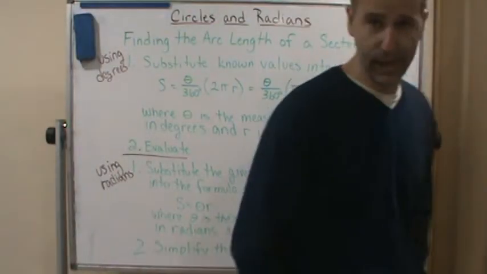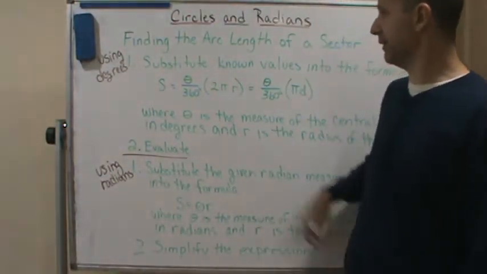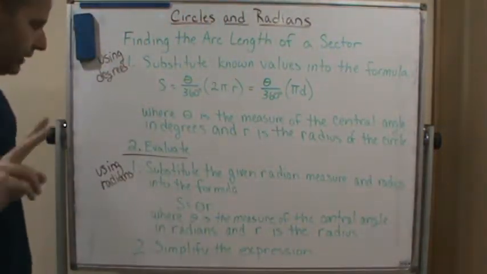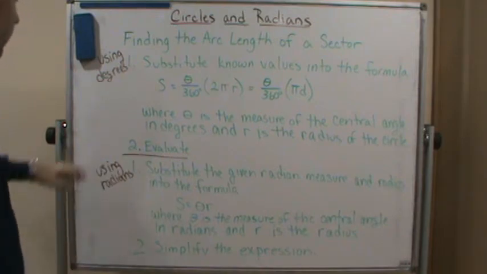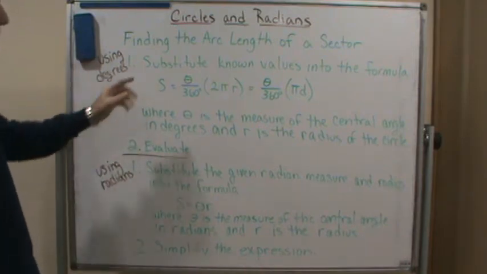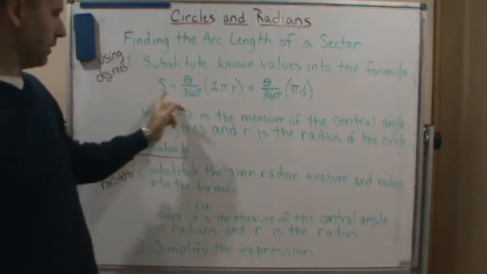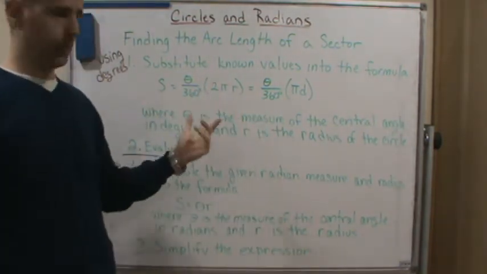Okay, so welcome back. Now let's talk about finding the arc length of a sector. We're going to start with using degrees and then using radians. With degrees, all you do is substitute the known values that you have into this formula or this formula, but they're pretty much the same.